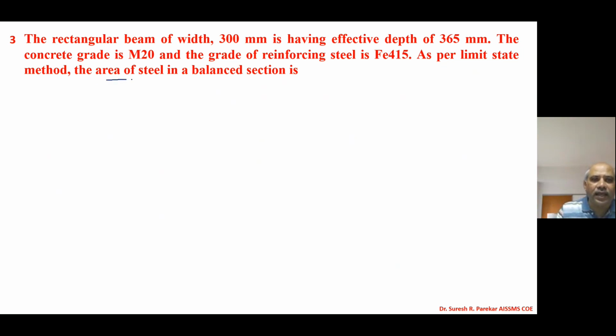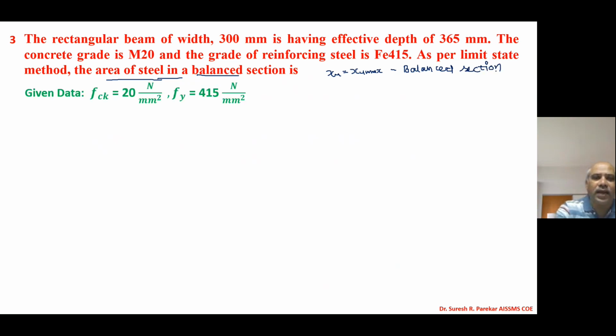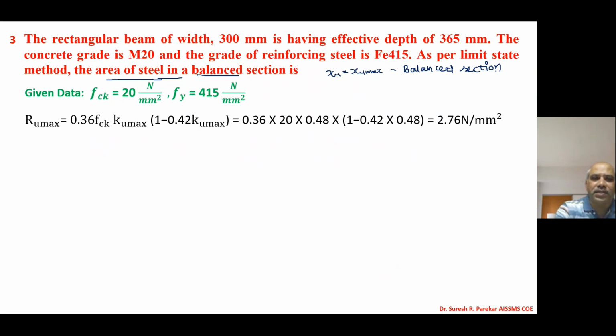Then we have a beam of width 300 and effective depth 365, and we are interested in finding the area of steel in a balanced section. Whenever we say balanced section, we have Xu equal to Xu max; we have to keep that in mind. Here Ast is to be found for a balanced section, and for a balanced section we should have Xu equal to Xu max, and then we can use 0.36 fck Xu max.